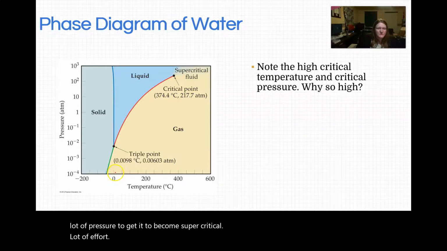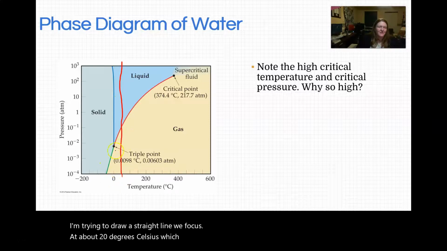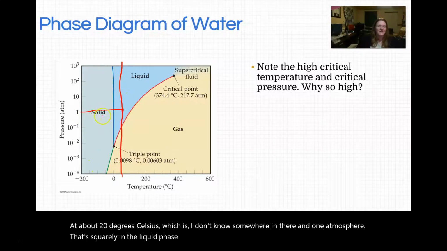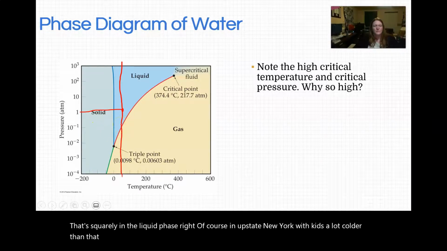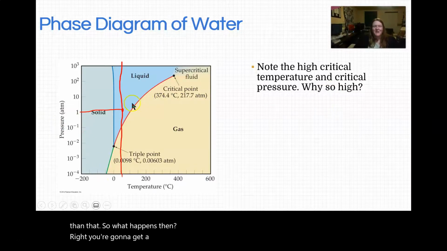Of course, we exist, I'm trying to draw a straight line, let me focus, at about 20 degrees Celsius, which is, I don't know, somewhere in there, and 1 atmosphere. That's squarely in the liquid phase, right? Of course, in upstate New York, it gets a lot colder than that, so you know what happens then. Right? You're going to get a solid, no matter what the pressure is.